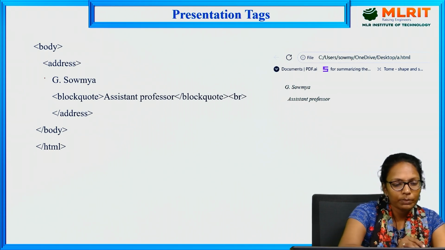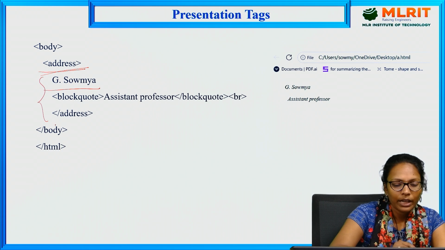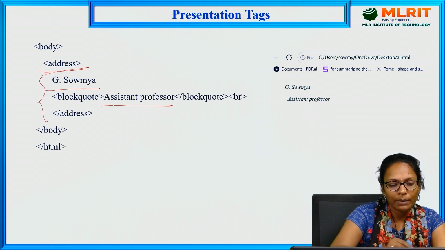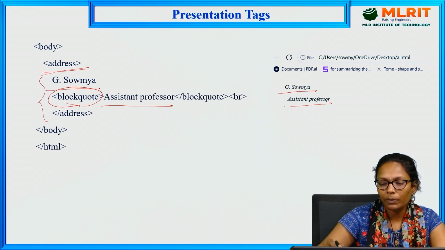Coming to the example, I'm giving an address here, again using the address tag, so that all these things will appear in italic. I'm giving my name, and after that, assistant professor within the blockquote tag. So you can observe the output here: Sowmya followed by assistant professor. So here it is maintaining the indentation.